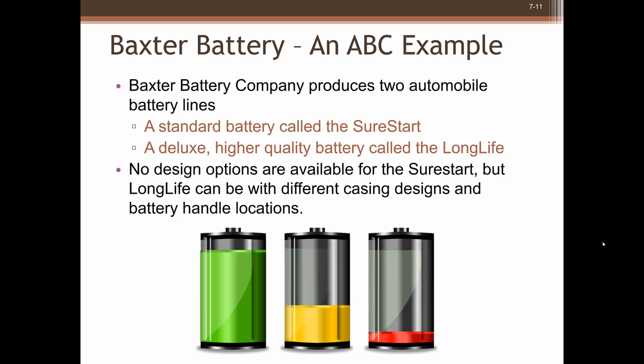Let's take a look at the Baxter Battery Company as the example, and we will explain the whole ABC process. The company produces 2 automobile battery lines, a standard battery called the Short Start, and a deluxe higher quality battery called the Long Life. No design options are available for the Short Start, but Long Life can be with different casing designs and battery handle locations. For example, the Long Life casing can be produced in different colors with different brand names to suit customers.